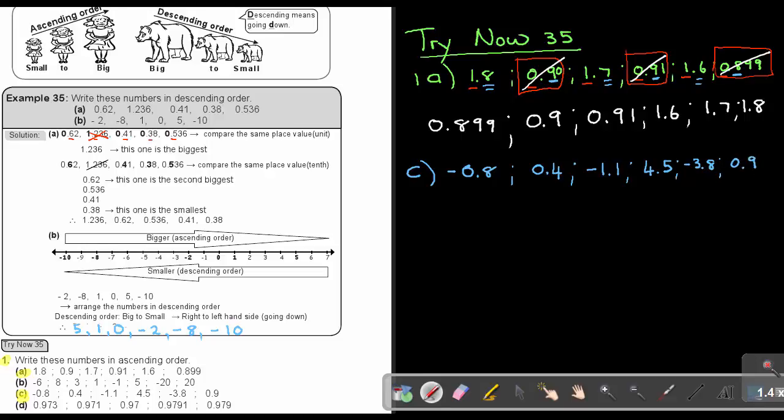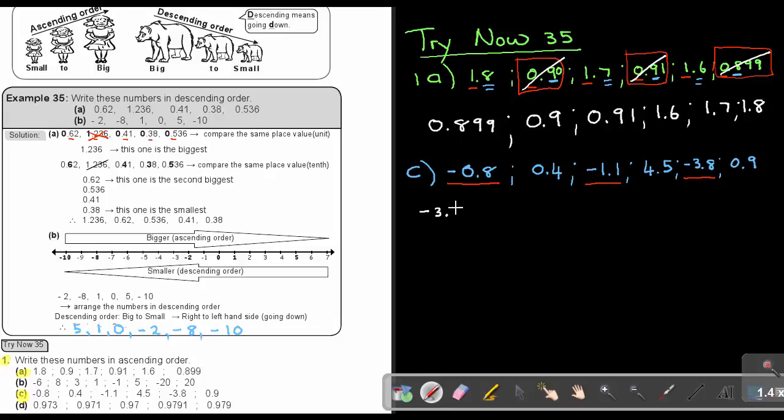Okay, let's start with the first one. It's still ascending, so we're looking for the smallest. Now remember, if there are negative numbers, let's just underline the negative ones. One of them will be the smallest. If you think of a number line, the one that would be the biggest in positive will be the smallest in negative. So if I start there, this one will be negative 3.8.